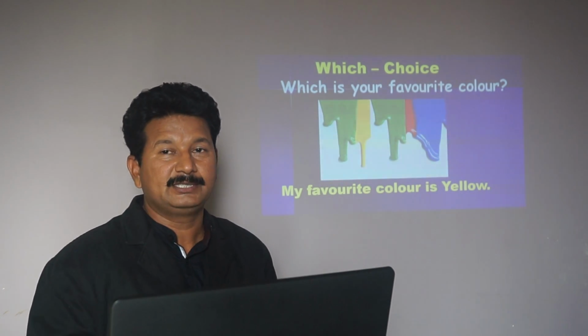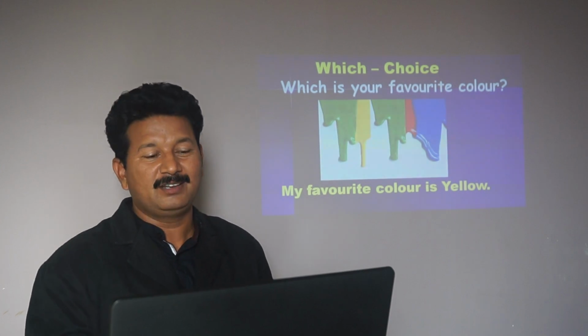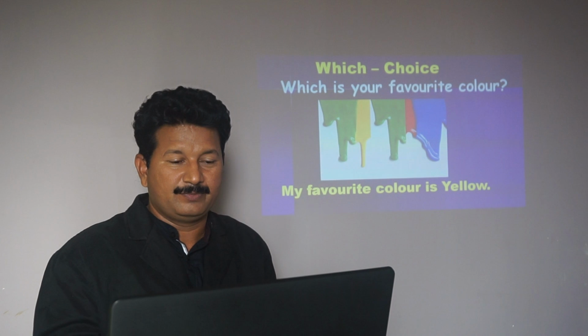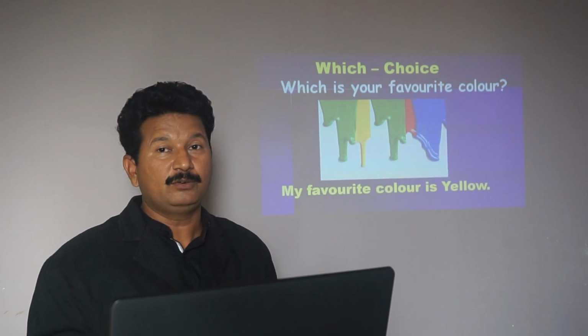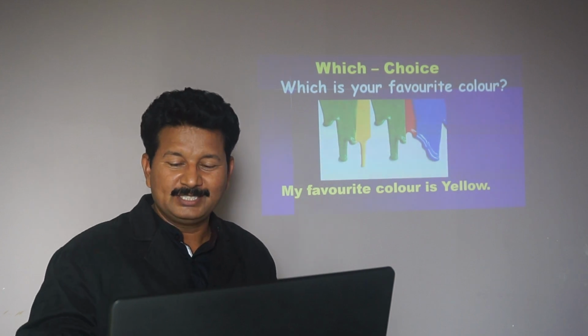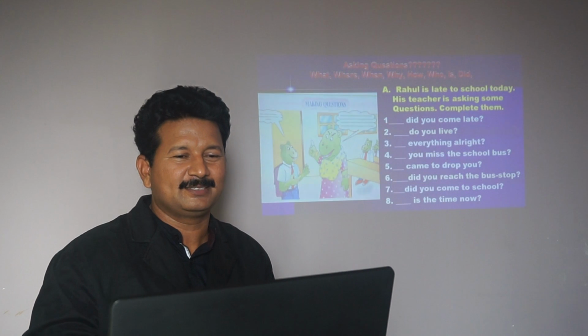So now the next question is which, to know the choice. Like, which is your favorite color? Or which is your favorite game? Or which is your favorite dish? So my favorite color is yellow. My favorite dish is chicken biryani. So this is how you can ask questions to know about the choice.